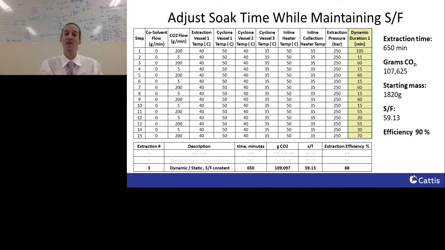And so by saving our, quote unquote, soak tokens for later in the extraction with this method, we are consistently obtaining extraction efficiencies of 90% and above. And once again, we're still maintaining our solvent to feed ratio of 59. However, so our efficiency went up a little bit more, but we're still extracting for 650 minutes.